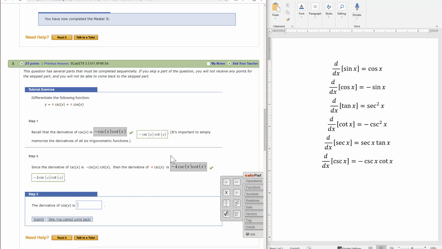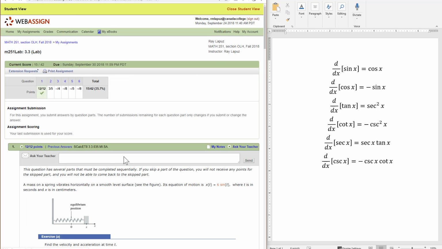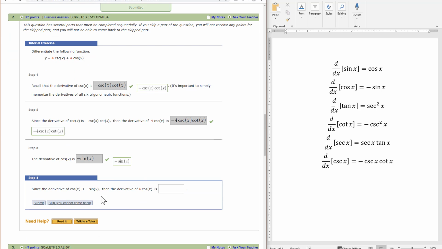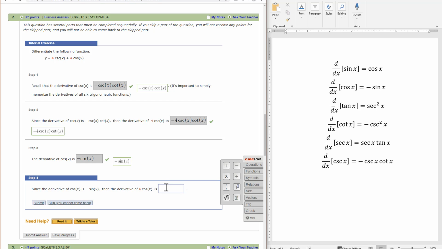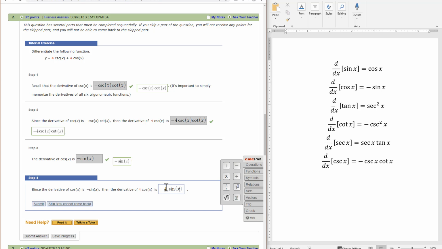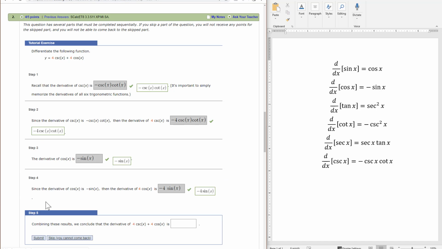by one. So the derivative of cosine x is negative sine x, and then we have a 4 coefficient in front, so we'll have a negative 4 times sine x. And then we simply piece those two together.